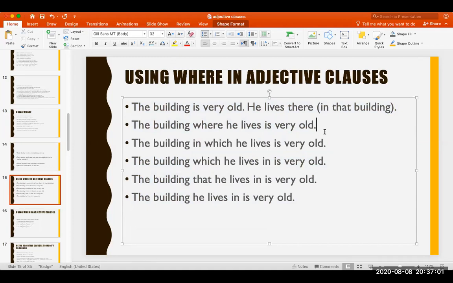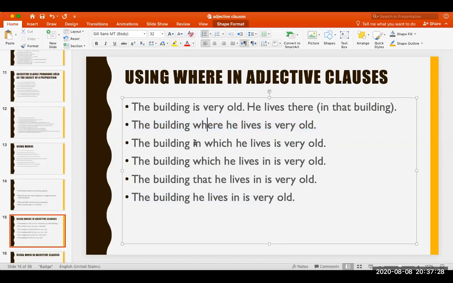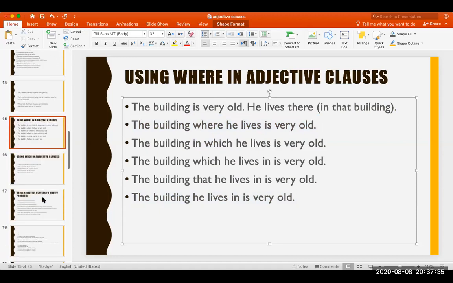The building in which he lives is very old. The building which he lives in is very old. The building that he lives in is very old. The building he lives in is very old. Here we deleted which because it's an object. So the new issue here: if we have a preposition that refers to place, we delete the preposition, and we use where because it replaces which and the preposition. Where exactly means in which. So you don't say the building where he lives in. Khalas, we use where, not in.